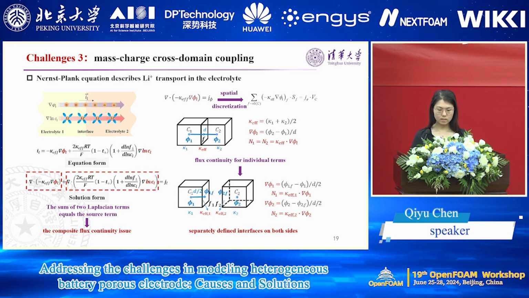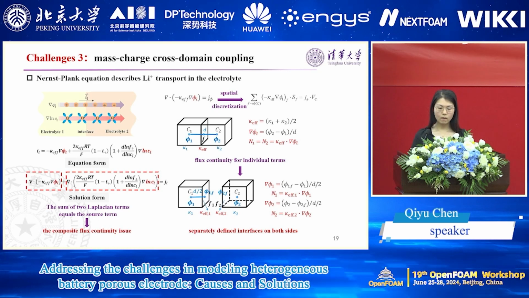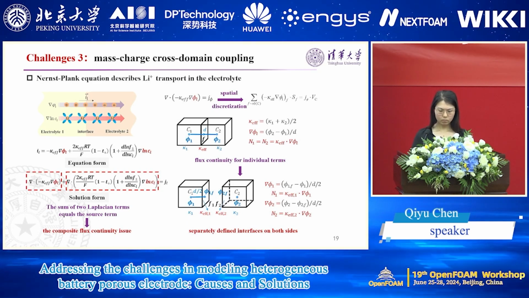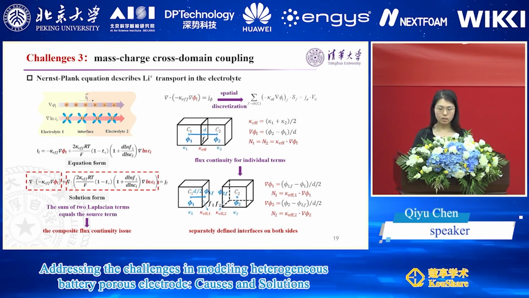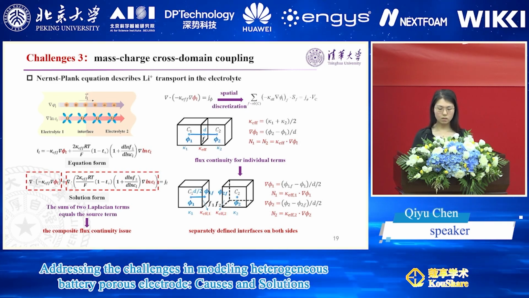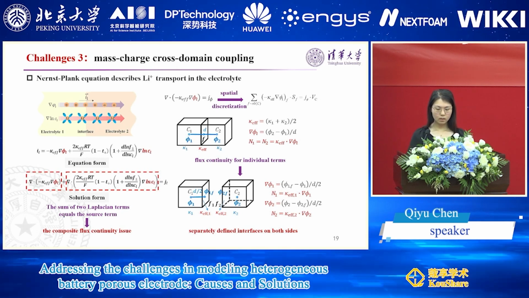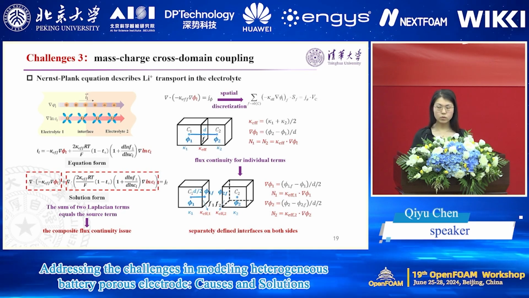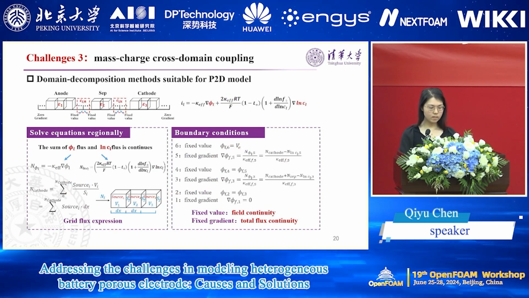This method assumes that the flux of Laplace terms on the boundary is continuous. However, as previously noted, the flux of an individual Laplace term is discontinuous. Rather, it is the composite flux from both Laplace terms that maintains continuity. This presents a contradiction between the discretization process and the actual physical phenomena. So, how to solve this problem?